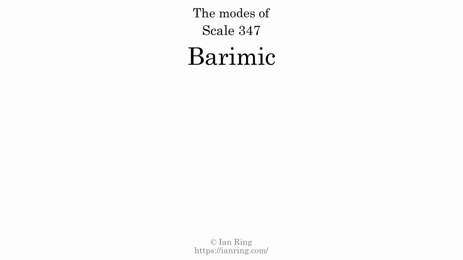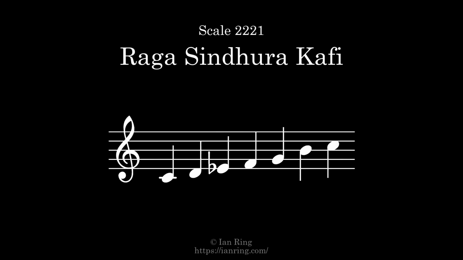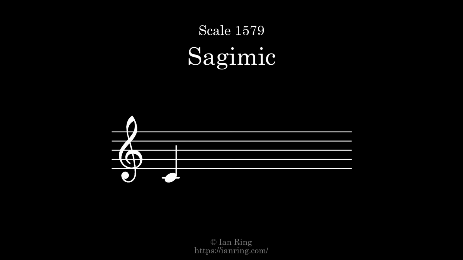This scale has 6 modes. The first mode is itself. The second mode is scale 2221, also known as Raga Sinhurakafi. It sounds like this. The third mode is scale 1579, also known as Barimic. It sounds like this.